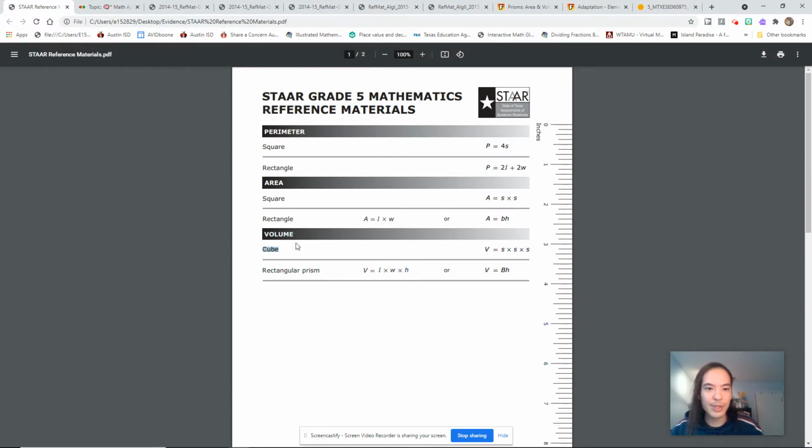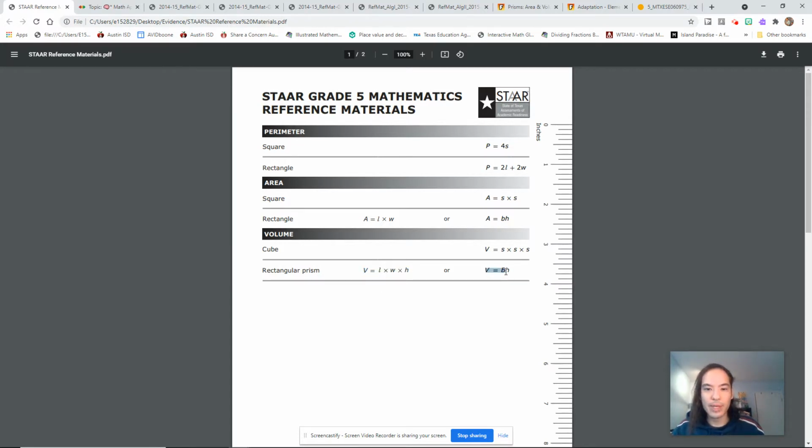Okay, so here's the cube formula. If you have a cube, which is your three-dimensional square, remember its volume equals side times side times side, because all the sides are the same. Today we're dealing with rectangular prisms, so we're going to focus on volume equals length times width times height. So three dimensions: length, width, and height.